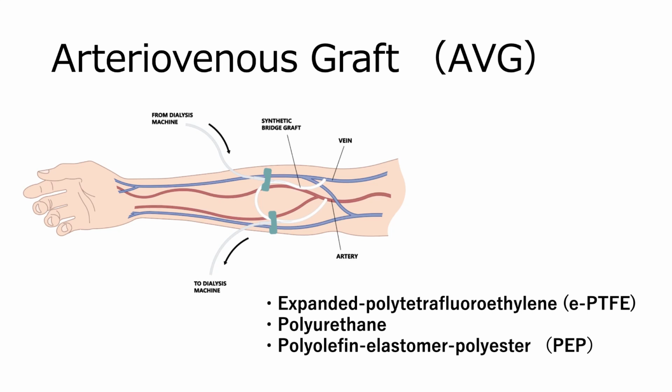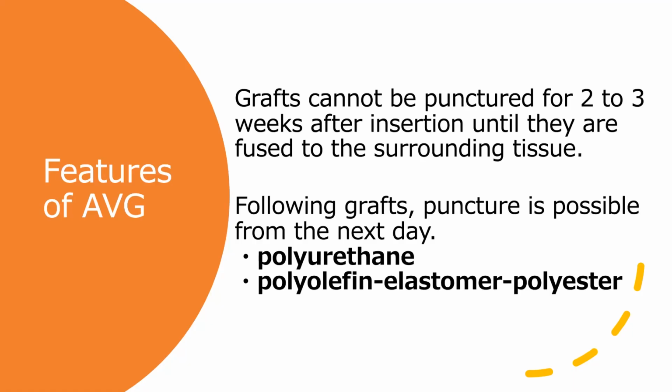When the autologous vein is devastated by shunt obstruction or when it is difficult to create an arteriovenous fistula, an arteriovenous graft is implanted to bypass the artery and create an endovascular shunt. The area to be implanted is the upper limb or thigh. Types include expanded polytetrafluoroethylene, polyurethane, and polyolefin elastomer polyester. Implantation configurations include straight, curved, and looped.